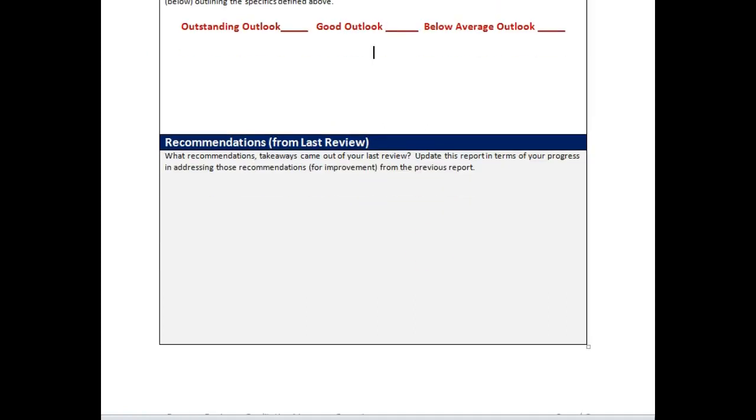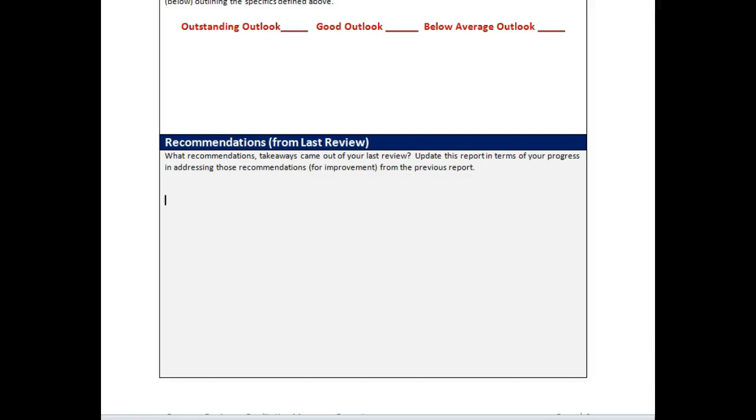So the last thing we have left is recommendations. What recommendations, takeaways came out of your last review, meaning this current review? I probably might need to say current review. Update this report in terms of your progress in addressing those recommendations for improvement from the previous report. Oh, I'm sorry. This section actually links. What's going to happen, you actually do this section as we go through one cycle to the next. They're going to say, go back and look at the last review, right? And then update this report in terms of your progress in addressing those recommendations for improvement from the previous report. This section, as long as you have linked those weaknesses to the unit plan, you'll be fine in filling this out. So for this year, you will not fill this out. This will be empty because we're on a new form. So this will actually be filled out in the next report.